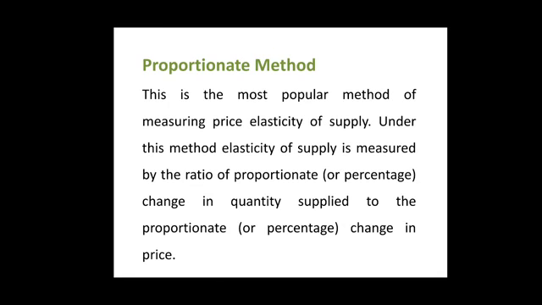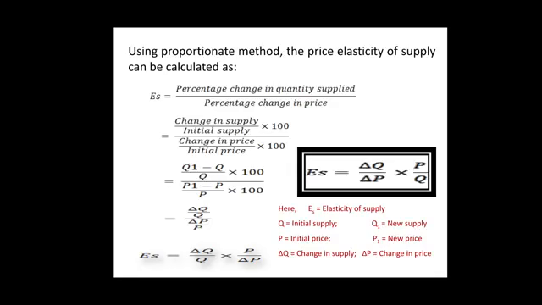Now coming to proportionate method of measuring price elasticity of supply. Dear students, this is the most popular method of measuring elasticity of supply. Under this method, elasticity of supply is measured by the ratio of proportionate or percentage change in quantity supplied to the proportionate or percentage change in price. It means elasticity of supply by using the proportionate method is defined as the percentage change in quantity supplied divided by the percentage change in price.